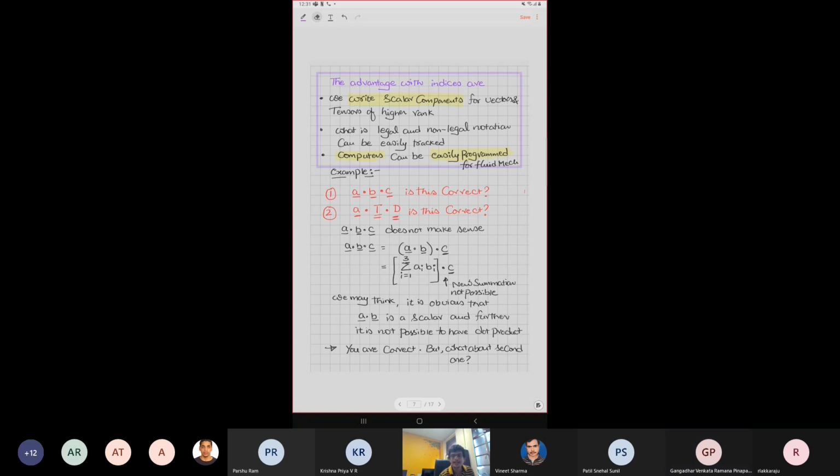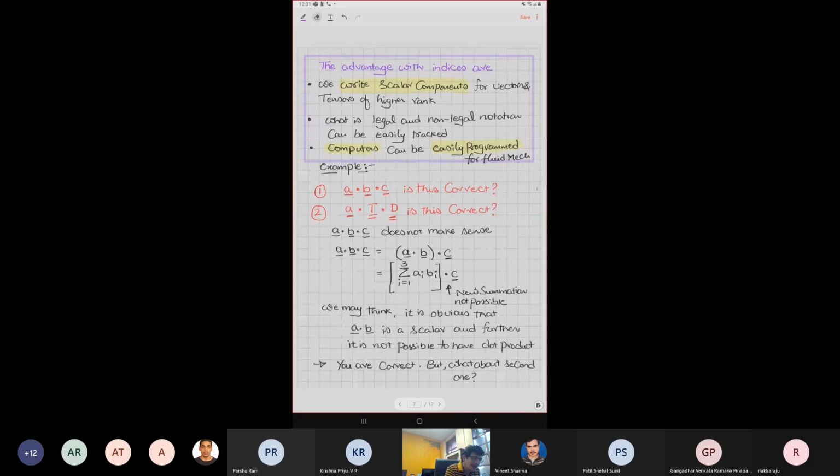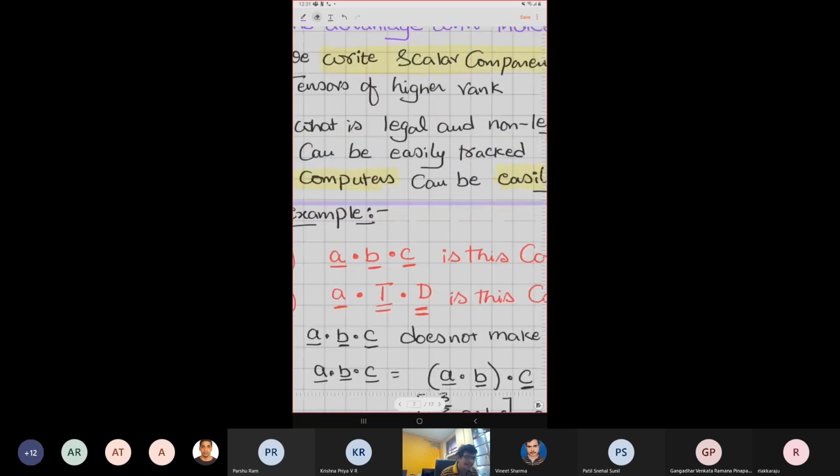Fine. Let us begin. Before really jumping on to the permutation symbol, first let us get hands-on experience with this indicial notation. So first of all, I would like to ask, is A dot B dot C correct? This is Gibbs notation.